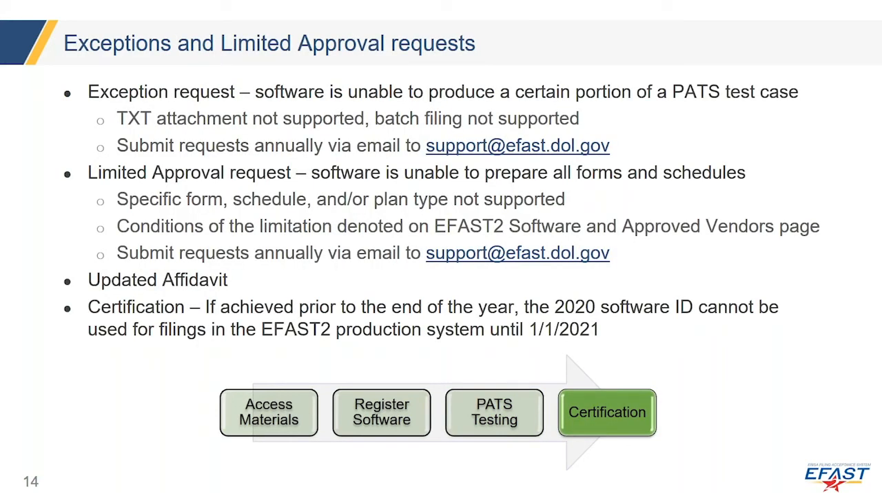Just a reminder, we have an exception process for software that is unable to produce a certain portion of the test case. We also have a limited approval process for software that does not support each available form and schedule. The request for those exceptions or limited approval must be emailed to the contact center annually. And just to note here, we'll talk about it again, but the contact center email address was recently changed to support@efast.dol.gov. The old email addresses will still forward to this new email address for the time.